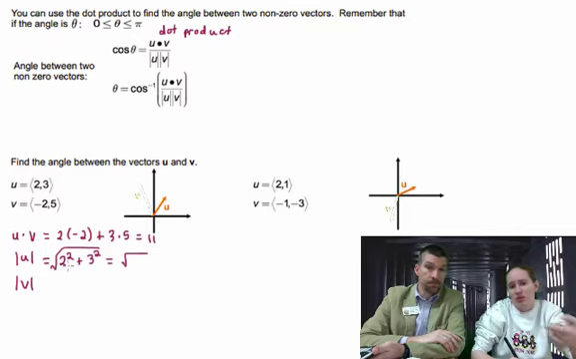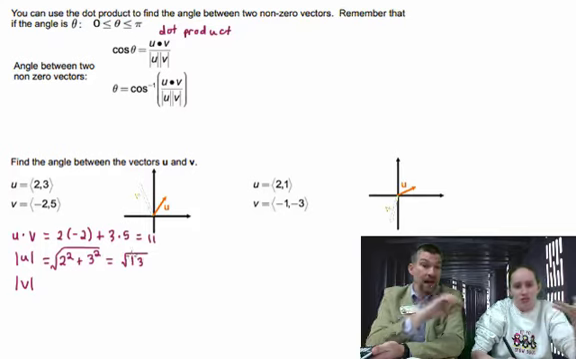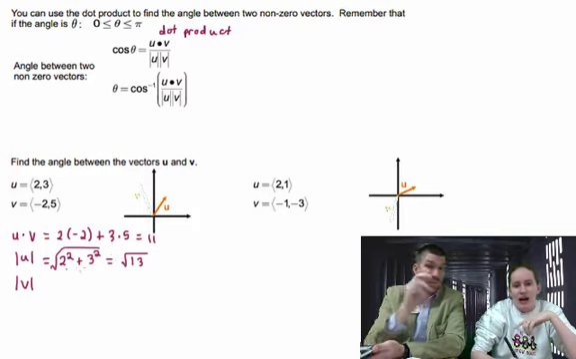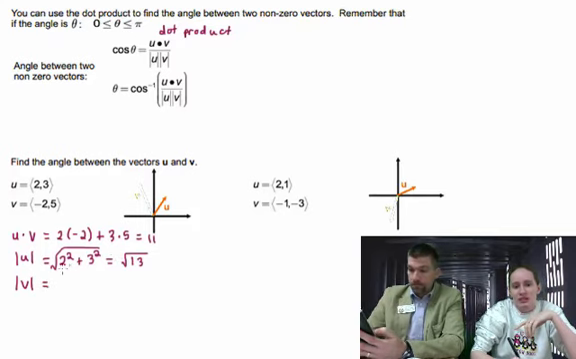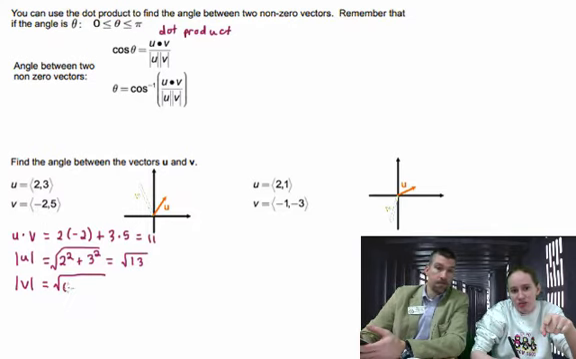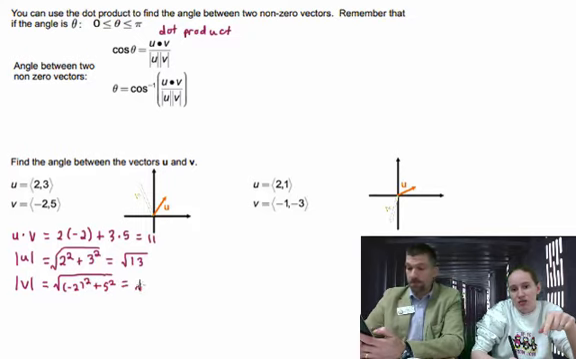So right here, 2 squared is 4, 3 squared is 9, so we get square root of 13. So put that square root of 13 into your denominator. Okay, and Pythagorean theorem for the magnitude on this one, negative 2 squared plus 5 squared. So that would be 4 plus 25, which is 29. So square root of 29.